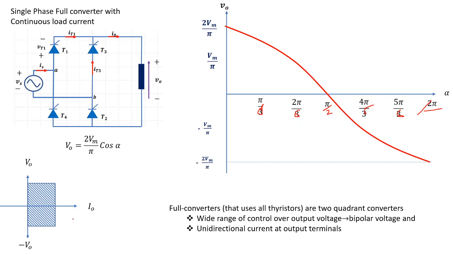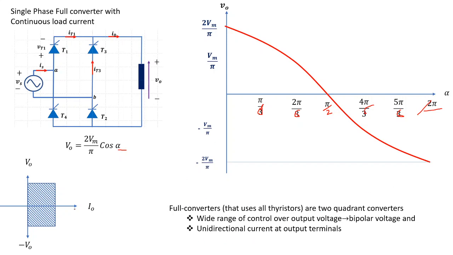So full converters are basically 2 quadrant converters. Because of the wide range of control over output voltage by this alpha, you can control the V0 value from 2 Vm by pi to minus 2 Vm by pi. So wide range of control is possible. Due to this reason, it can be operated in 2 quadrant mode, so it is known as a 2 quadrant converter.